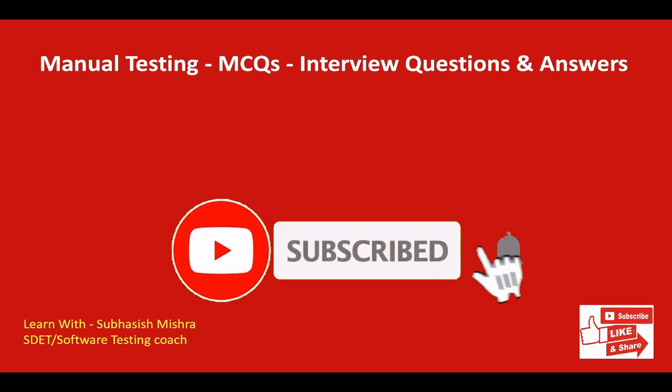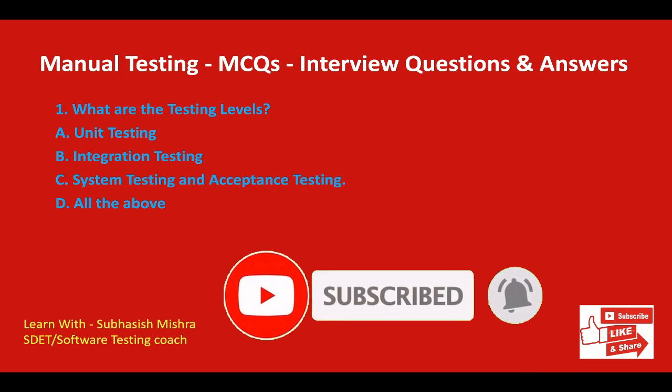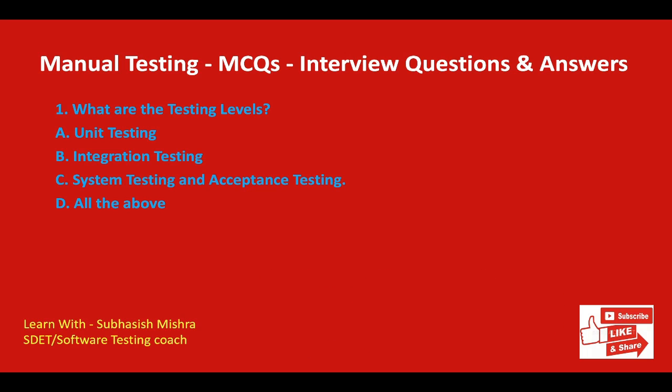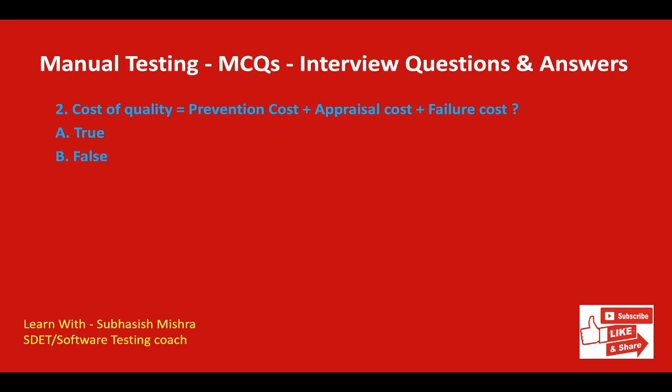Anyway, let's jump to the first question. What are the testing levels? The options are unit testing, integration testing, system testing and acceptance testing, and all of the above. Here the answer will be all of the above because we know the different testing levels are unit testing, integration testing, system and acceptance testing. So the answer is all of the above. Let's move to the next question.